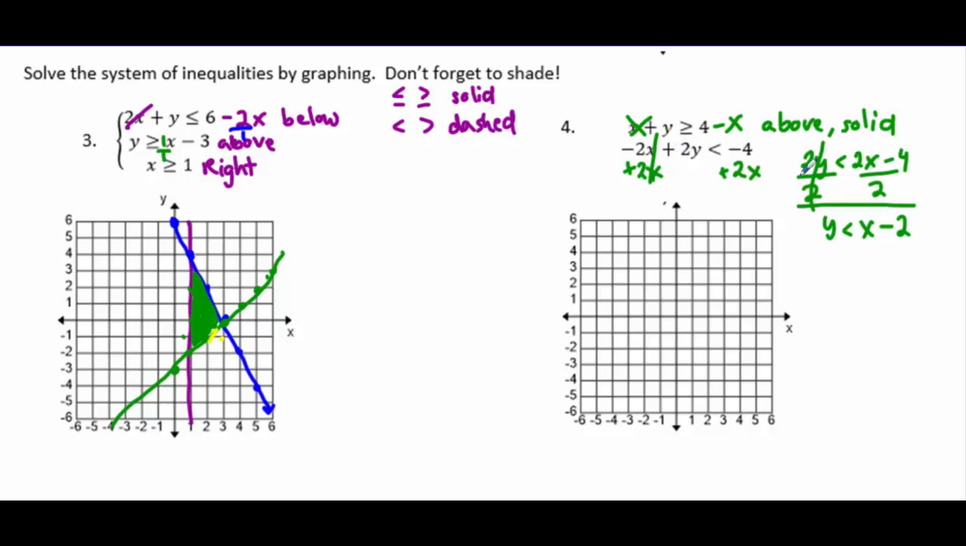If we ended up with a negative right here that we were dividing by, you have to flip the inequality. So if this had been negative 2y and I divided by negative 2, this would switch to a greater than symbol. It's just something to kind of be aware of. This is below is where we're going to shade this one, and it's going to be a dashed line. So I'm going to start with that one, negative 2 with a slope of 1, so up 1 over 1.